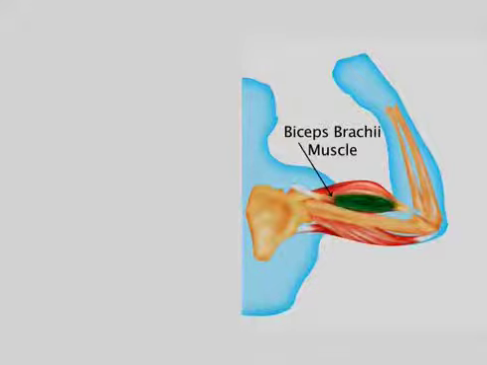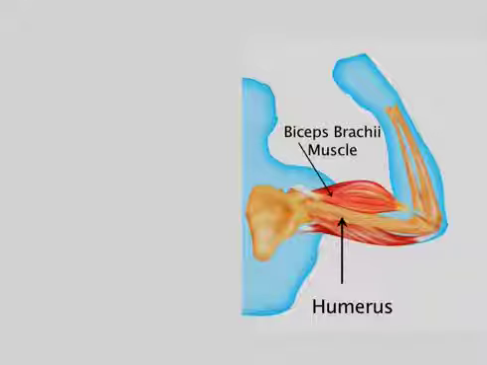The biceps brachii muscle has two origins, a short lateral head and a long medial head. You can see here the short lateral head is originating from the humerus, whereas the long medial head originates from the supraglenoid tubercle.